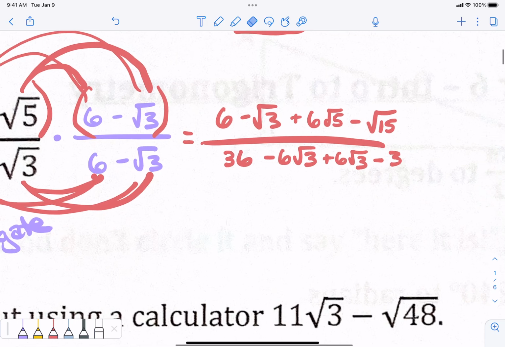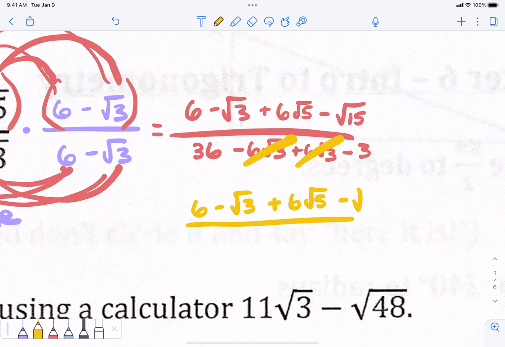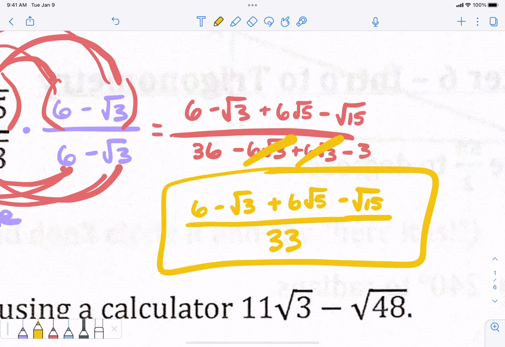Okay? So this is what should happen. This should cancel out. If it doesn't, then we still have a square root on the bottom, which did nothing, right? That's what we're trying to avoid. That's what we're trying to get rid of. So on the bottom, the top stays the same. We can't do anything with that. It stays like this. Okay, the bottom becomes 33. That's it. That's the answer.